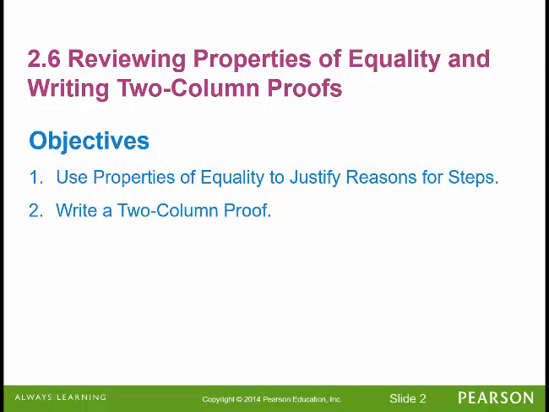The first is we want to use properties of equality to justify reasons for steps. Okay, so like why we're doing the things we're doing when we're solving problems. And then the second thing we want to do is write two-column proofs. Now this will be a little tricky, and hopefully in my two examples I'll show you what I mean by a two-column proof and how to make a really good argument.